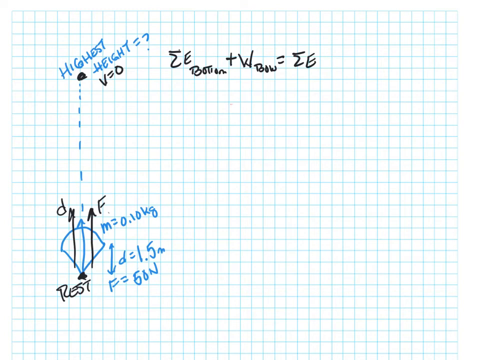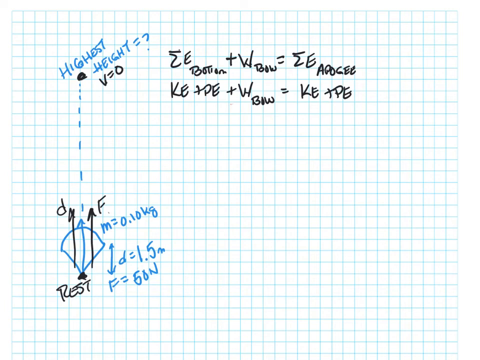And remember, the word for the highest point is apogee, because apogee means the farthest away, and that's when the arrow is the farthest away from the ground. So that's our apogee. All right, then I'll define what energies I'm looking at. That'll be kinetic energy plus potential energy due to gravity plus the work of the bow equals kinetic energy plus potential energy due to gravity.